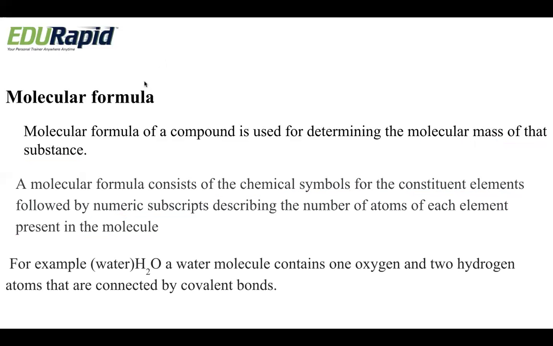For example, I have taken a very simple example, H2O, the water molecule. According to the above definition, here we have two chemical symbols. What are those? That is H and O. And it is followed by a subscript. What is the subscript here? 2, right? So the subscript 2 gives us the information that a water molecule contains 2 hydrogen atoms and 1 oxygen atom, which are connected by covalent bonds.